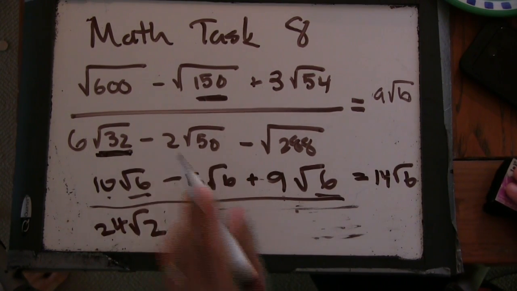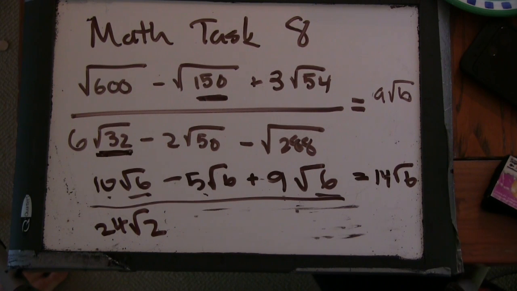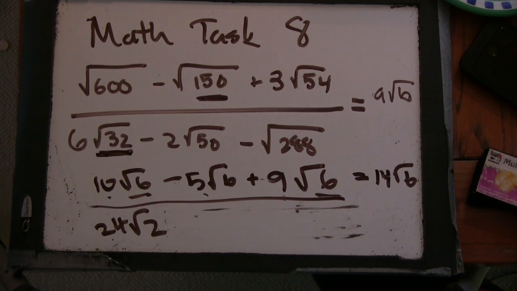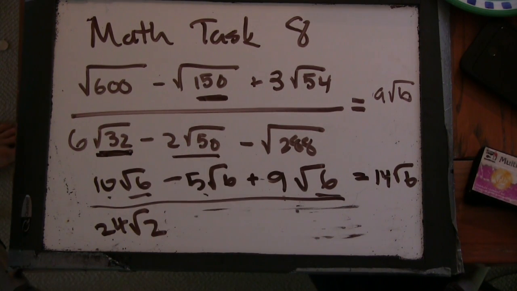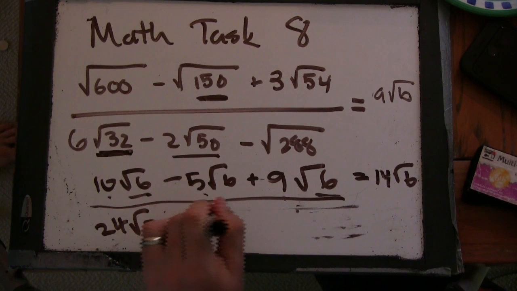So what about the square root of 50? Well, that's the square root of 2 times 25. Okay, so what is 2 times the square root of 50 then? It would be 10 times the square root of 2. Yeah, that's 10 times the square root of 2.